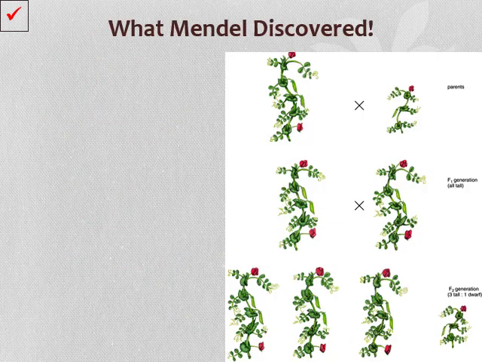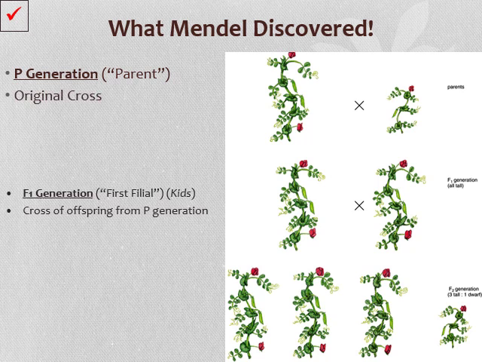What Mendel discovered was actually kind of interesting. In the parent generation, the parent being the original two that he crossed, or had reproduce, as you can see here, we have one tall and one short. When he crossed these two, the offspring were all tall. This was curious. So he concluded that tall must be dominant over short. The F1 generation is the offspring of the P generation. Consider it kind of like kids.